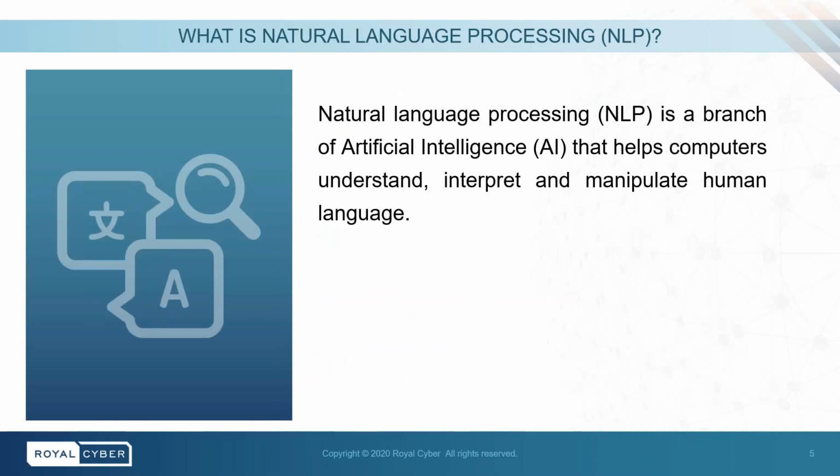So what is natural language processing exactly? NLP is a branch of artificial intelligence that helps computers understand, interpret, and manipulate human language. Natural language processing draws from many disciplines, including computer science and computational linguistics, in its pursuit to fill the gap between human communication and computer understanding. The goal here is to structure a highly unstructured data source.